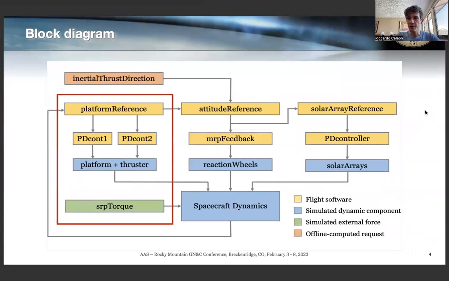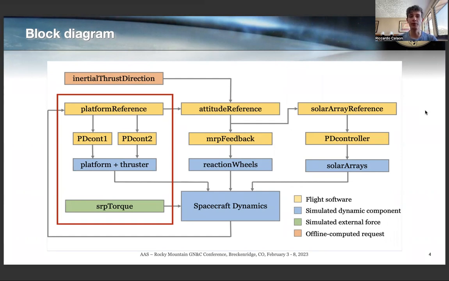This is the block diagram that describes all the elements that appear in this simulation. I am only going to talk about the modules that appear in the red box, but just to give a quick overview of everything that is featured in this simulation. In yellow, we have flight software modules. In blue, we have simulated dynamic components. In green, we have a simulated external torque, the SRP torque. And in orange, we have the inertial thrust direction, which tells us at any point during the simulation in which inertial direction the thruster needs to fire.